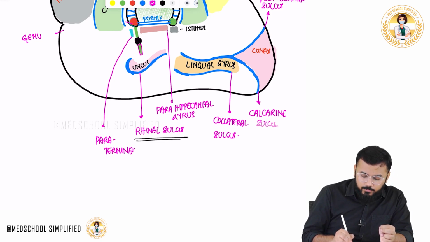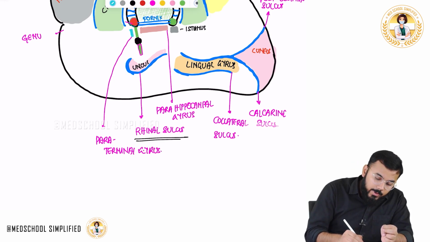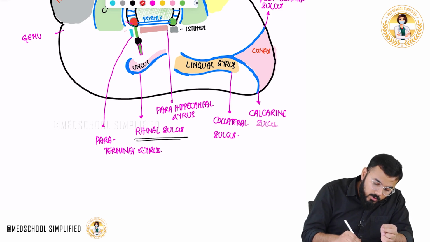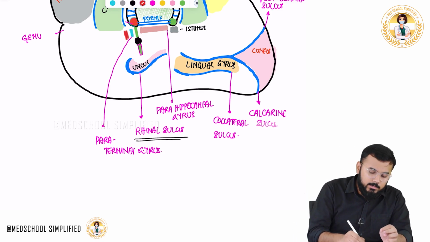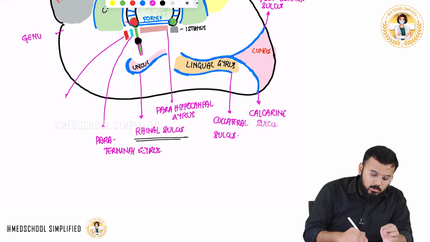Paraterminal gyrus. Okay, and in front of the paraterminal gyrus you have got one more gyrus like this. This gyrus located in front of the paraterminal gyrus is called the subcallosal gyrus.